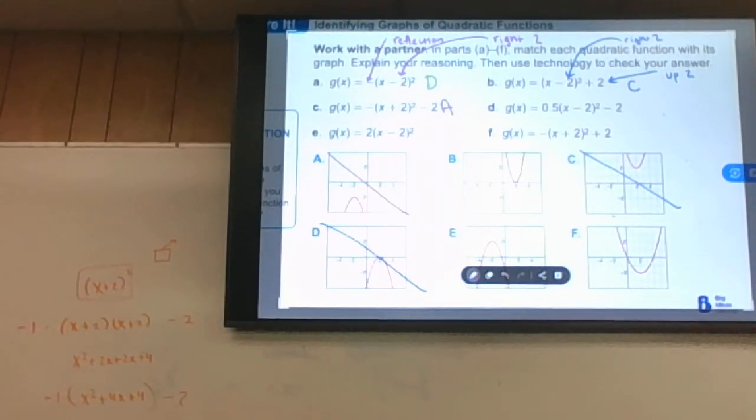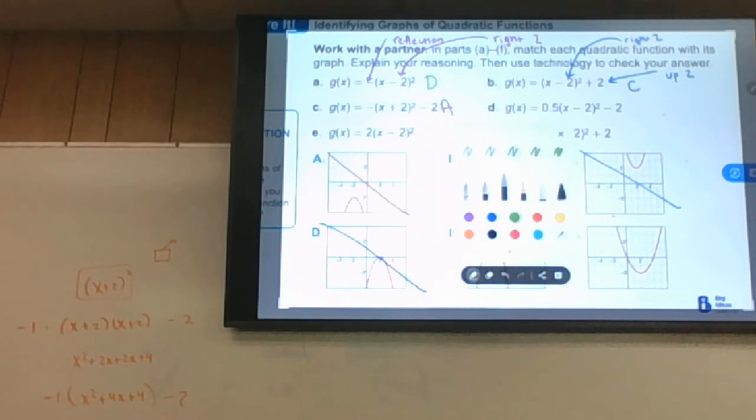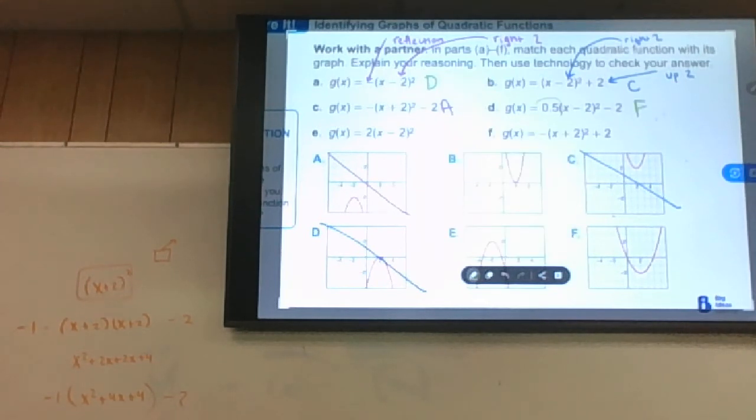So, little letter D, who's got it? Alright, so this 0.5 means it's been shrunk, a vertical shrink. And letter F does look kind of wide, like it's been pushed down. It's right two and down two, so yes, little B goes to F.